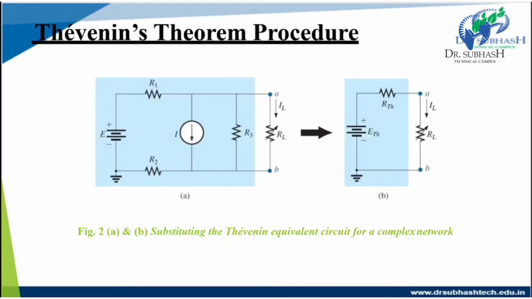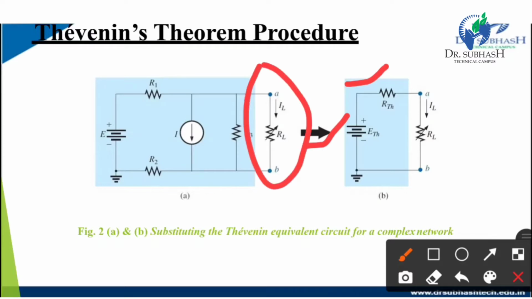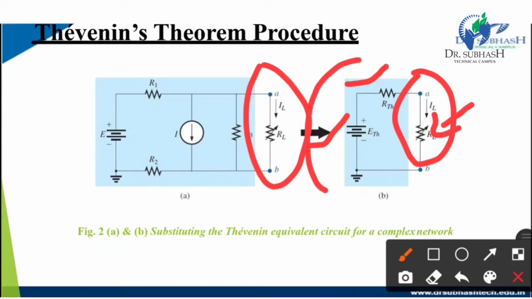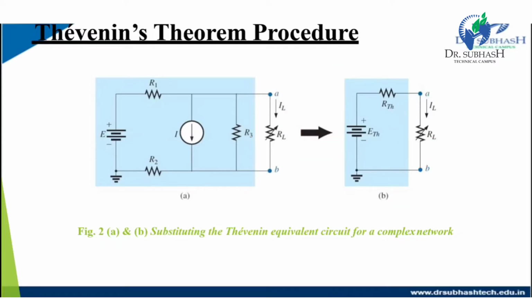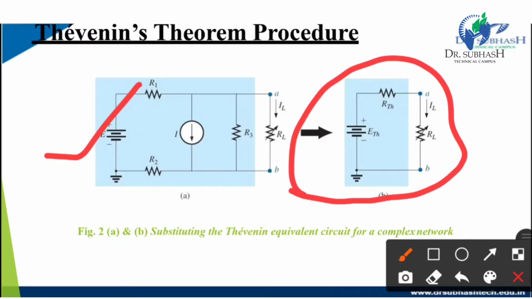So figure 2.b. For finding ETH and RTH we removed RL in the original circuit. After finding ETH and RTH we again put RL here. So now our circuit becomes so simple. From the complex circuit, this is the complex circuit, by applying Thevenin's theorem we get the simplest circuit.